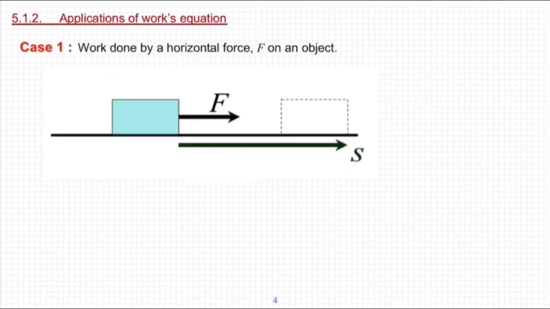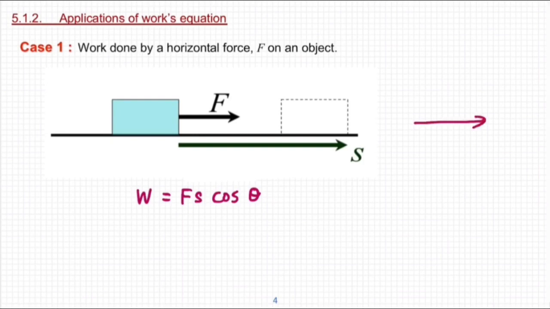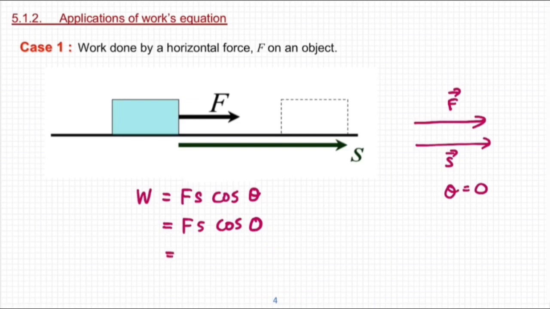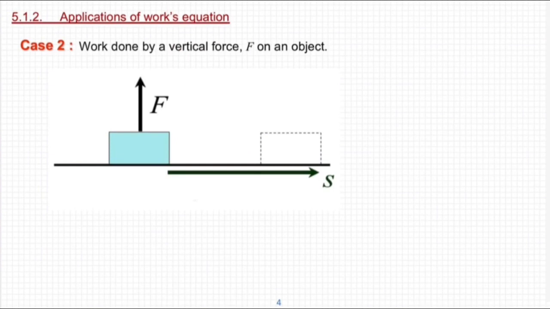Okay, now we are going to look at applications of work's equation. So we have our first case here, in which work is done by a horizontal force F, which will cause the object to be displaced by S. And then we want to find the work done, so we use W is equal to Fs cos theta, and then we have to find theta, which is the angle between F and S. So our force is in this direction, and then we also have displacement, which is parallel to the force. So the angle between them is 0, and you can substitute in theta is equal to 0 here, which will give you Fs.